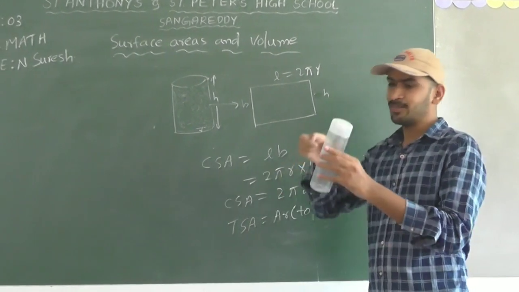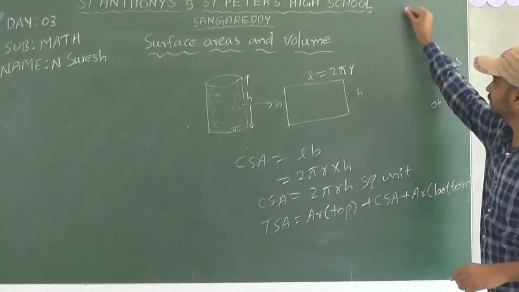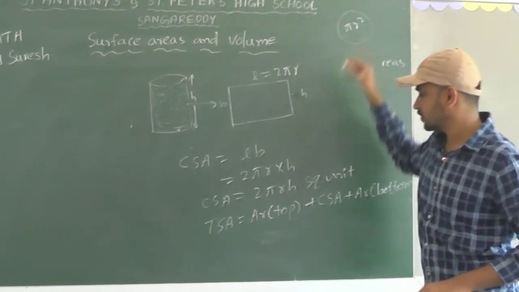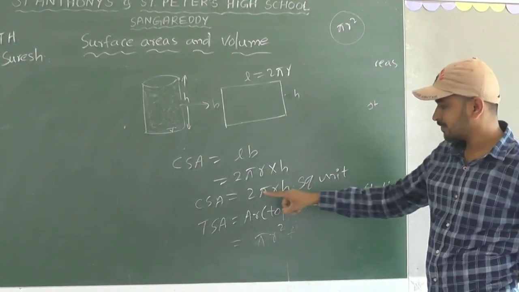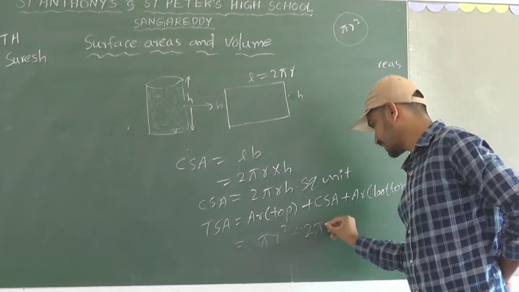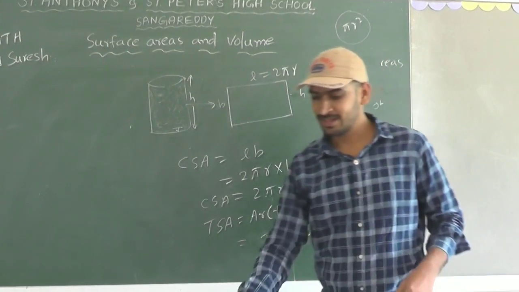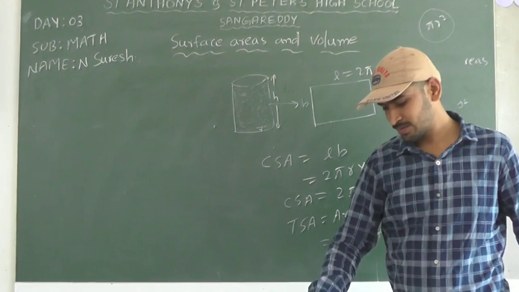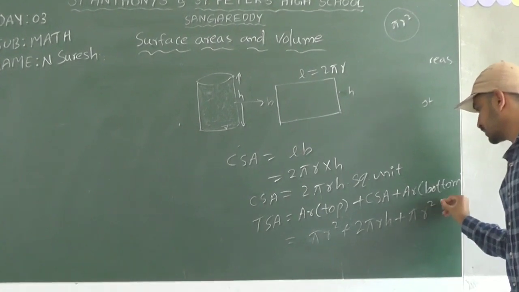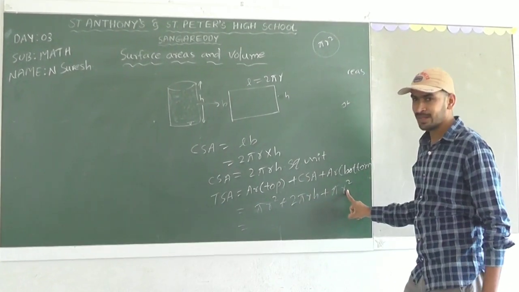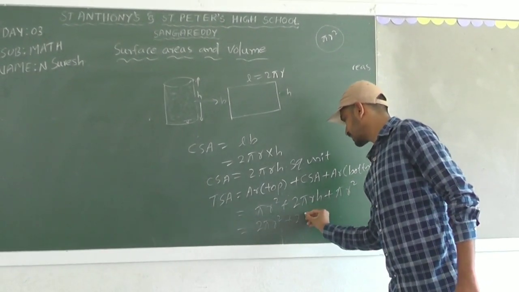Already you know the area of the top. If you observe, the top is a circle. What is the area of the circle? That is pi r square. So we can write the area of the top as pi r square, plus CSA, which we have already derived as 2 pi r h, plus the area of the bottom. Again the bottom of the cylinder is a circle. What is the area of the circle? Again pi r square. So we can add pi r square plus pi r square: 2 pi r square plus 2 pi r h.